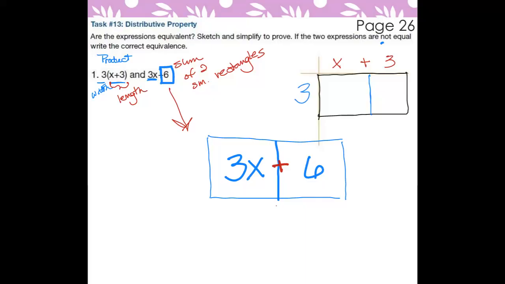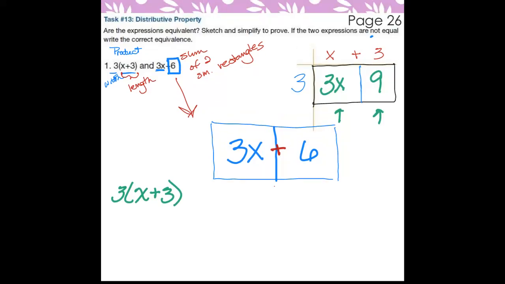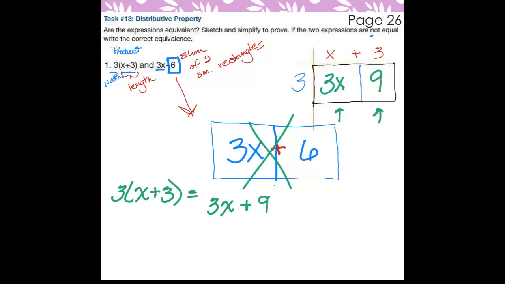So over here, if I do that, what do I get for the area of my first rectangle? 3x. And what do I get for the area of my second over here? 9. So are these equivalent? No. So how should I rewrite that second one? So 3 times x plus 3, write the correct equivalence, is equal to 3x plus 9. So this is the correct answer.